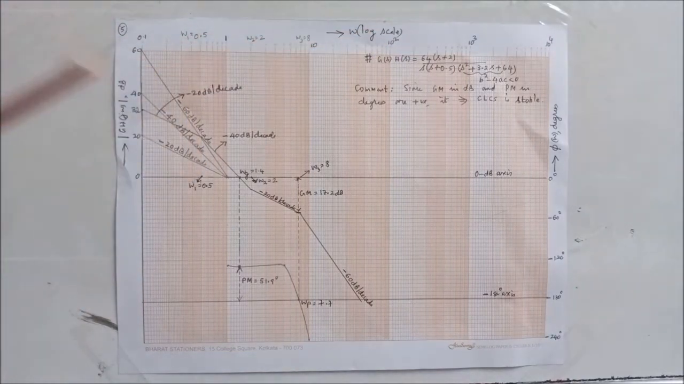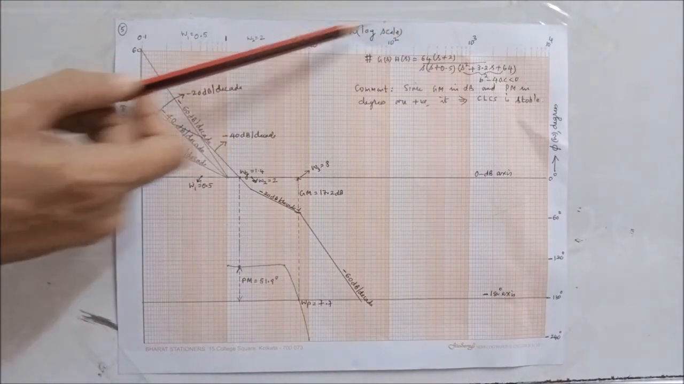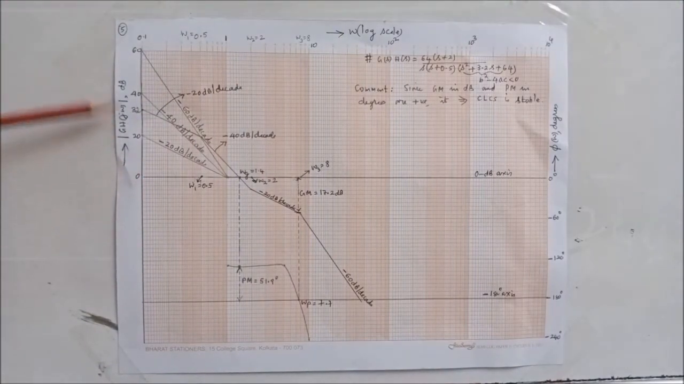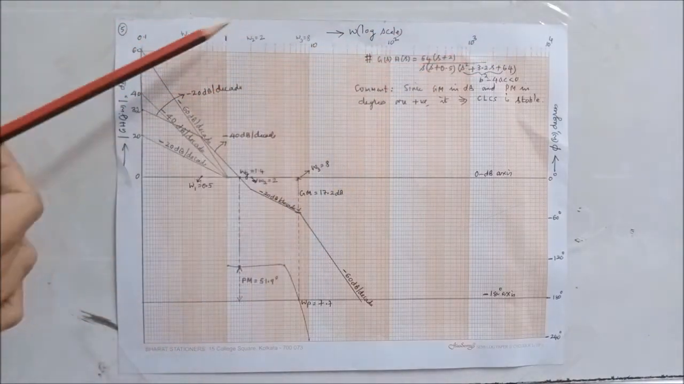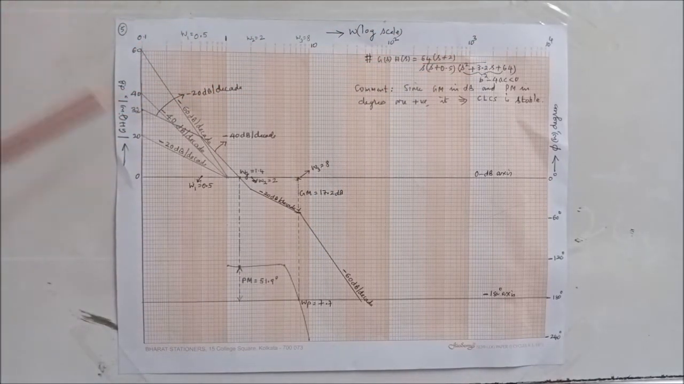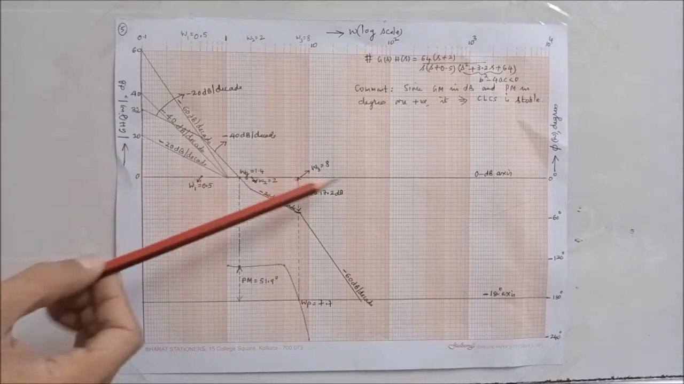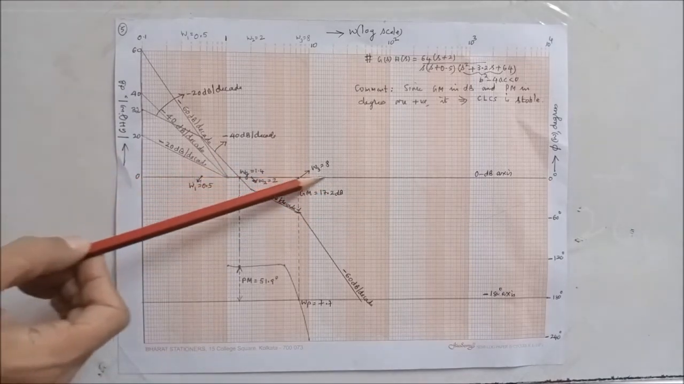Omega in log scale means mathematically the x-axis is log omega. The y-axis is magnitude of GH of j omega in decibels. Very important to label the axes, x-axis and y-axis. Next is to draw the 0 dB axis. This is the 0 dB axis.